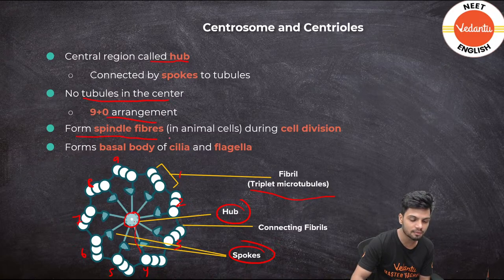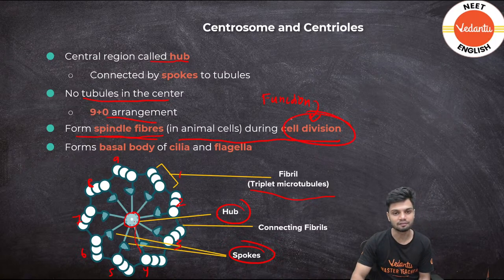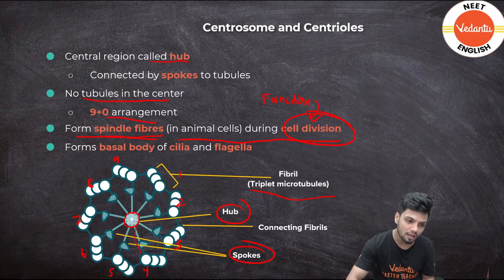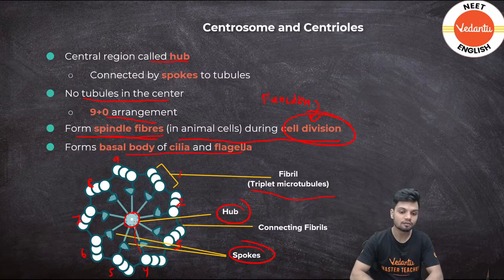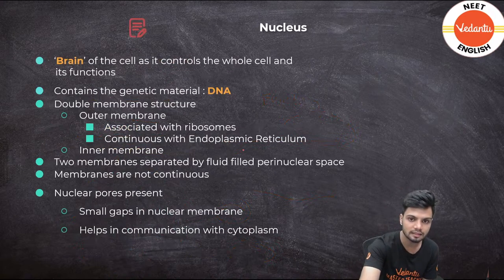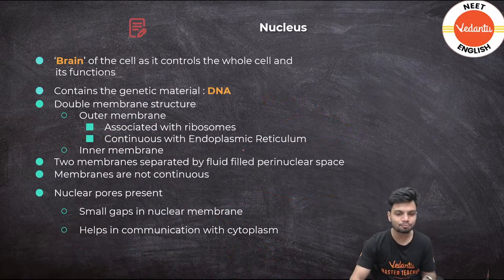They form the spindle fibers in animals during cell division. So what is the function? The function of centrioles is the formation of spindle fibers during cell division. They also form the basal body of cilia and flagella. Clear? Now let's go to the last topic for today.